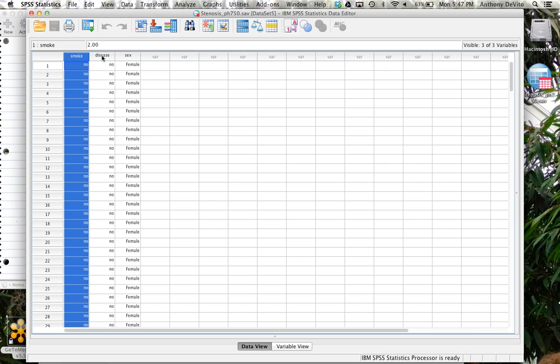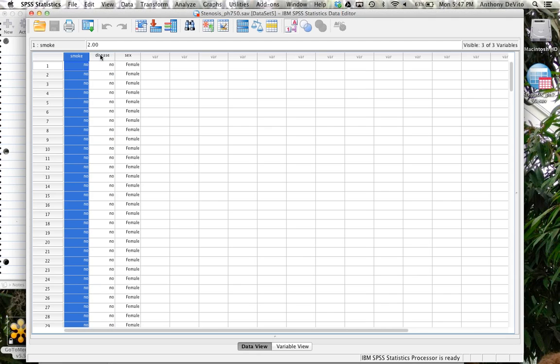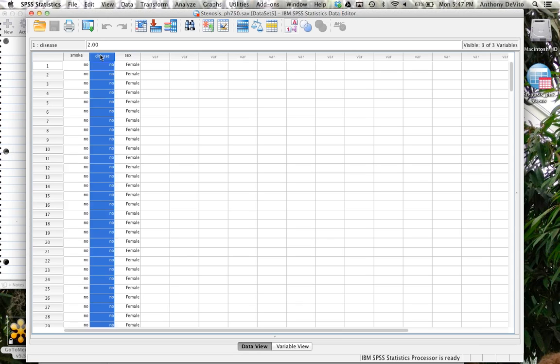Okay, so I'm going to look at smoking and having the risk of this disease. My exposure is smoking. My outcome is disease, stenosis, yes or no.